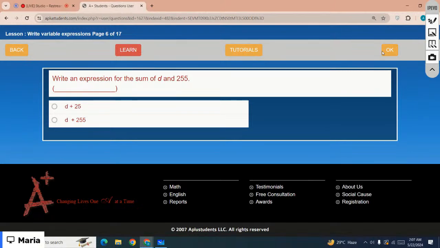Write an expression for the sum of b and 255. The correct option is you have to add, that is b plus 255. Option number 2 is the correct option.